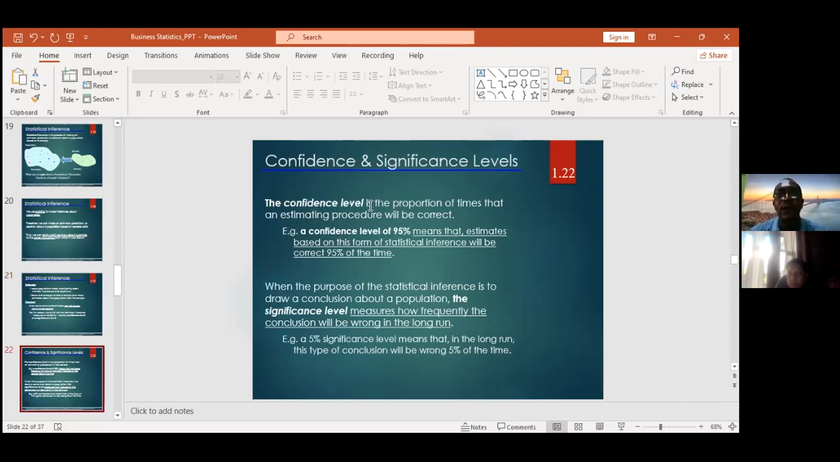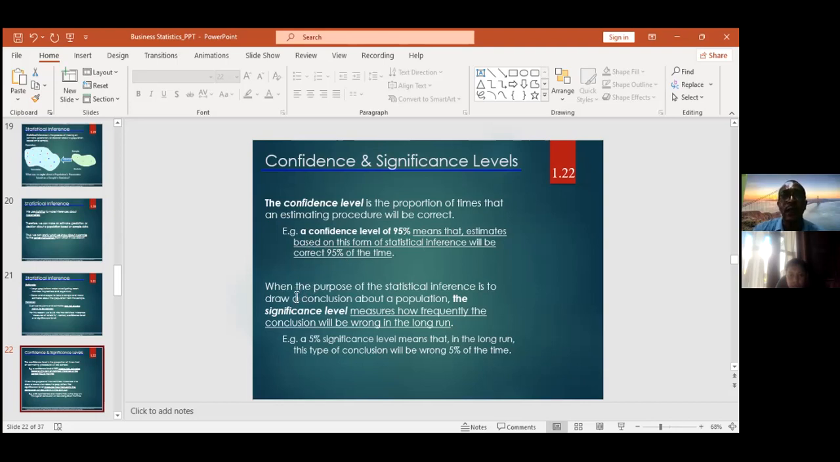The confidence level is the proportion of times that an estimating procedure will be correct. Now, take note of the definition. The confidence level is the proportion of time that an estimating procedure will be correct. To make it easier for you, a confidence level of 95% means that estimate based on this form of statistical inference will be correct 95% of the time. So 95% is good enough. So we can be confident that our statistical inference is reliable.